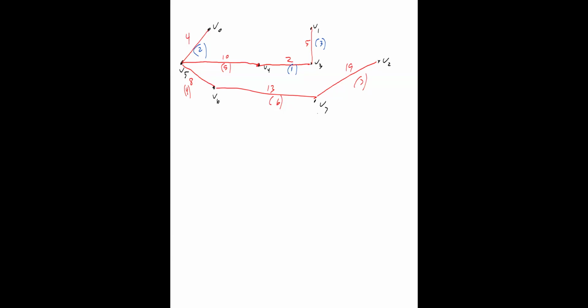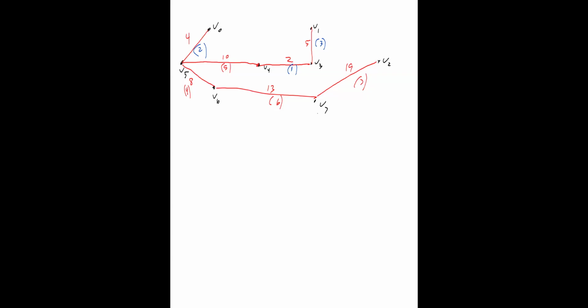And before you do it, though, ask yourself, is V6 in the tree yet? No, it's not in the tree yet. So by connecting V5 to V6, you will not be joining it to any vertex that's already in the tree. So that means we can do it. Now we have three vertexes in the tree, V0, V5, and V6. Look at all the edges that come out from them, 12, 10, and 13. Pick the smallest one, which is 10, and we're going to use that one.